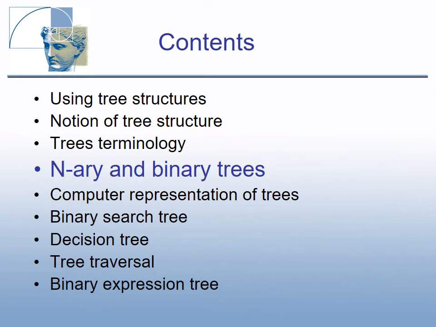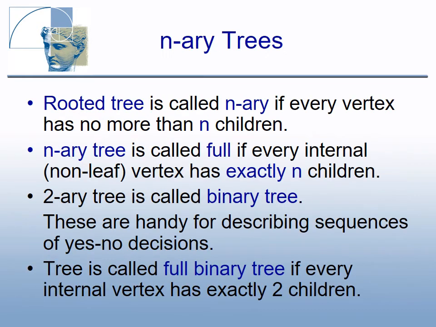Now let's consider n-ary and binary trees. A rooted tree is called n-ary if every vertex has no more than n children. It's called full if every internal non-leaf vertex has exactly n children. A two-ary tree is called a binary tree. These are useful for describing sequences of yes-no decisions in the form of a decision tree. The tree is called a full binary tree if every internal vertex has exactly two children.